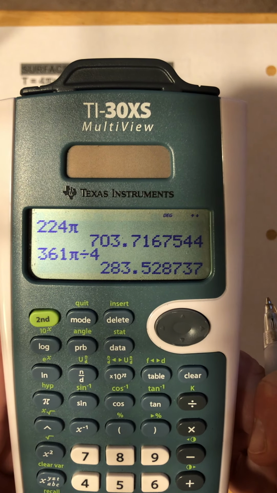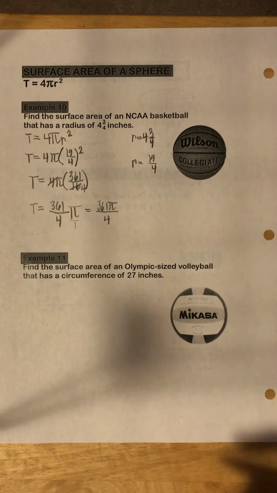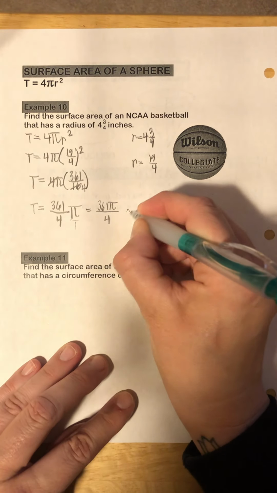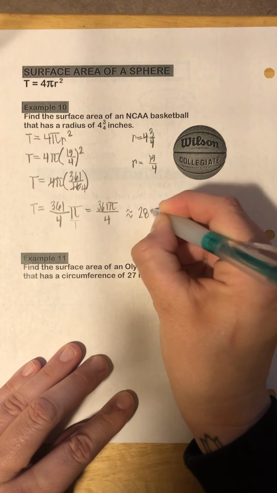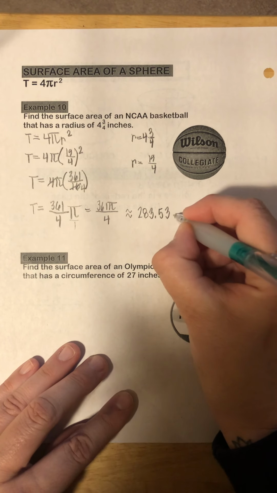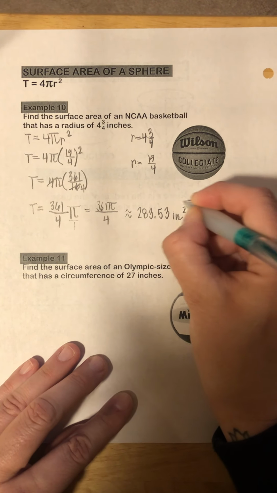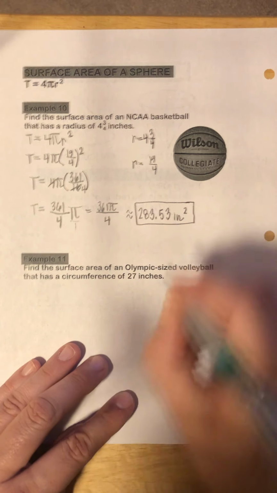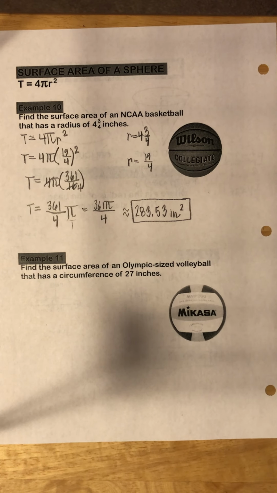I'm getting 283.53. So I'm going to say approximately 283.53 units, inches. There we go, inches squared. So if you were trying to cover that basketball, that's the amount of the material that you would need.